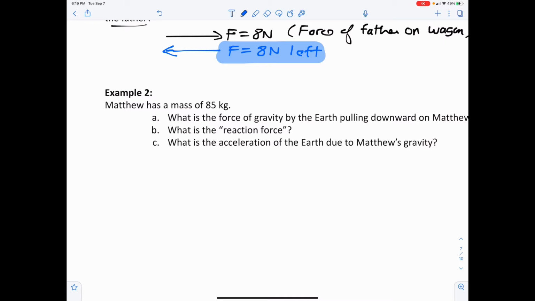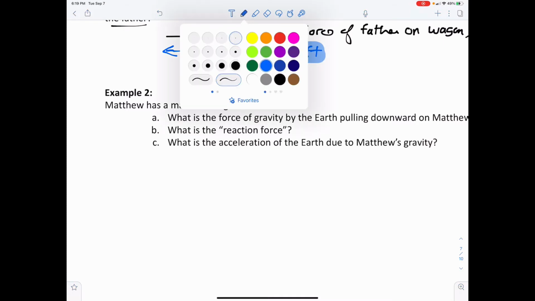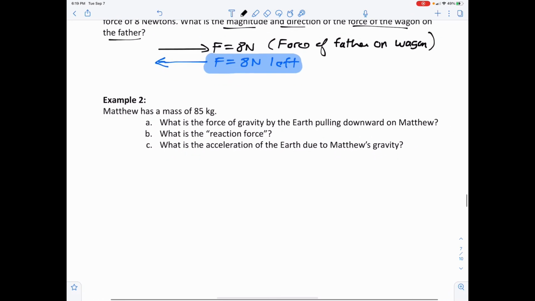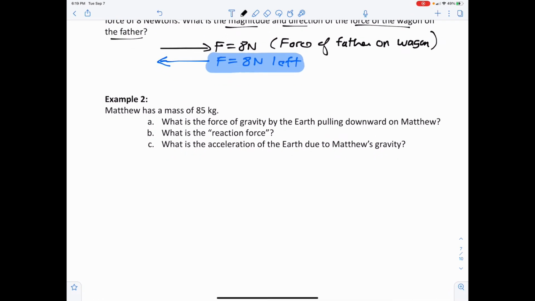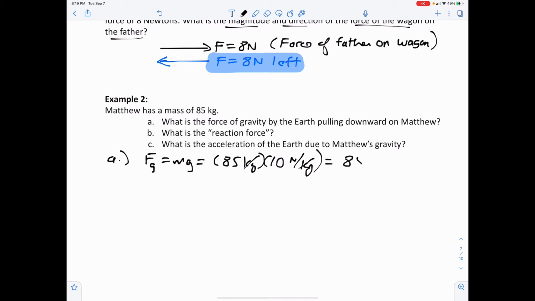Example 2. Matthew has a mass of 85 kilograms. Part A. What is the force of gravity by Earth pulling downward on Matthew? Remember, the force due to gravity is going to be an mg calculation. So m is 85 kilograms times g was 10 newtons per kilogram. And we're getting 850 newtons of weight.